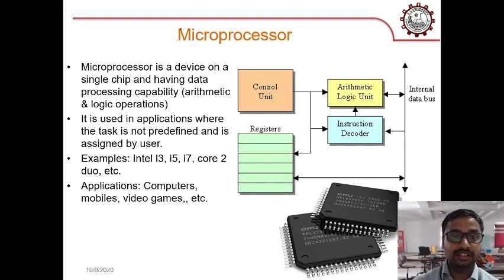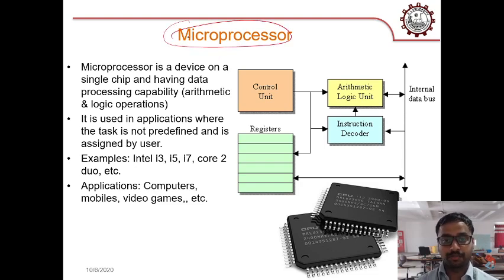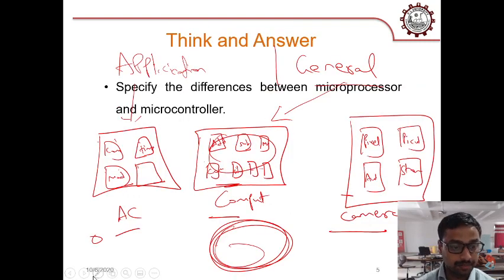So, let us look at something called a microprocessor. A microprocessor is a device which has the ability to do lots and lots of operations. You know the basics, like what does a processor do?